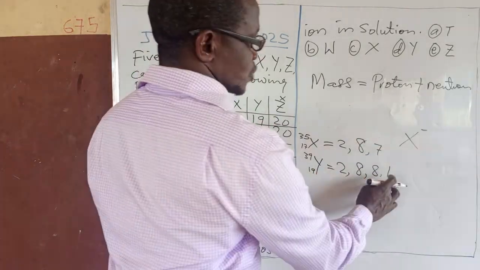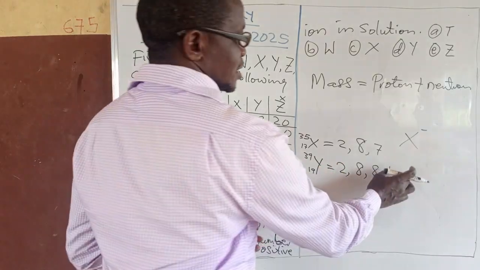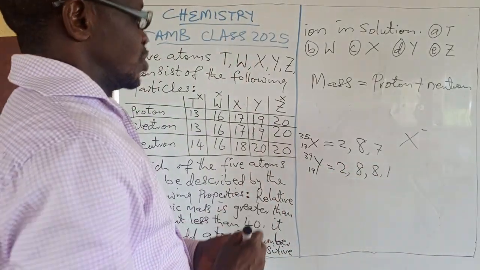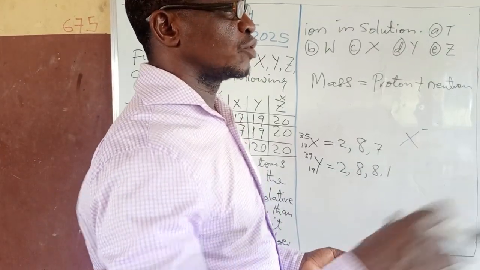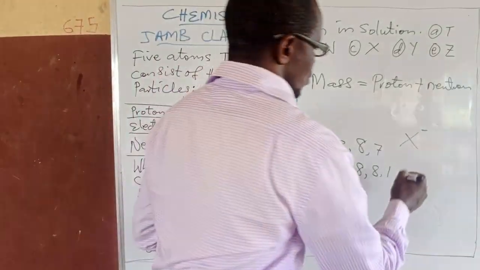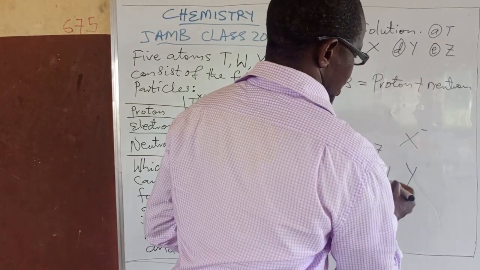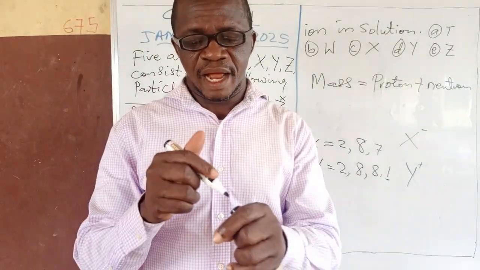Now, this one has 1 on the outer shell. Automatically, this shell can carry maximum of what? 8 electrons, but it has 1. It's easier for it to give out the 1 than to borrow 7. So it can now give out this 1 electron to carry plus 1. When it gives out, it carries plus.